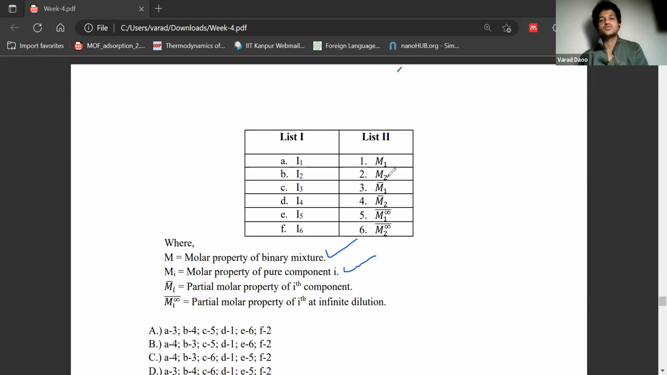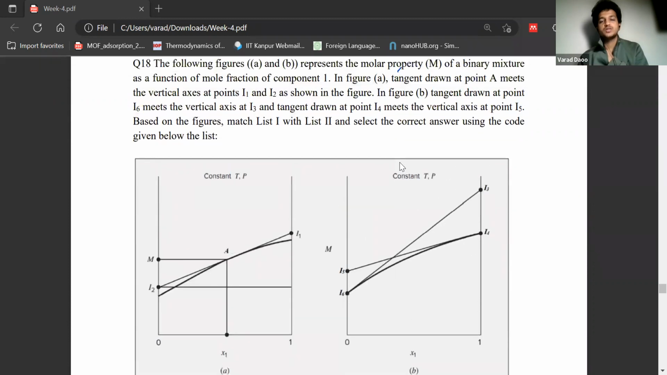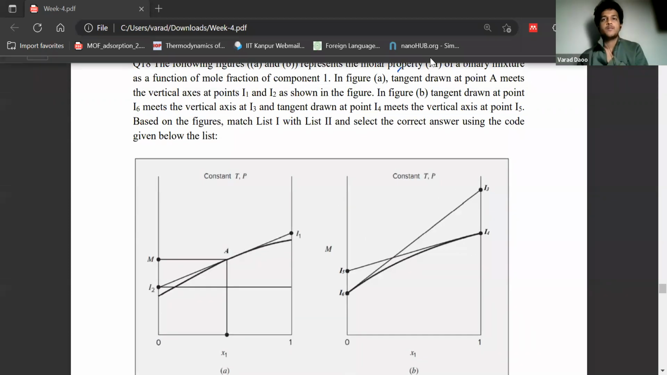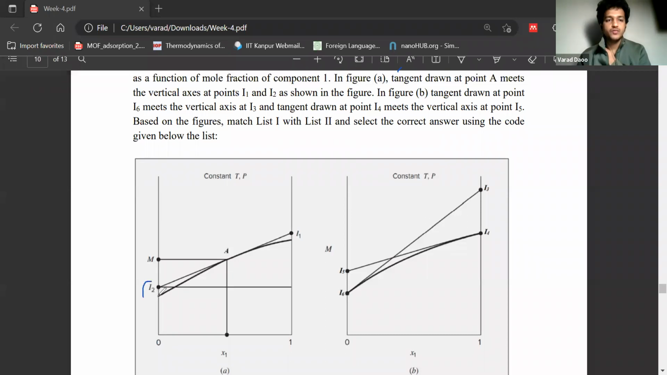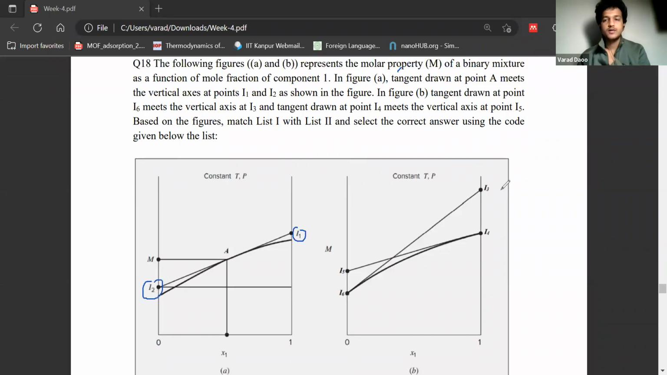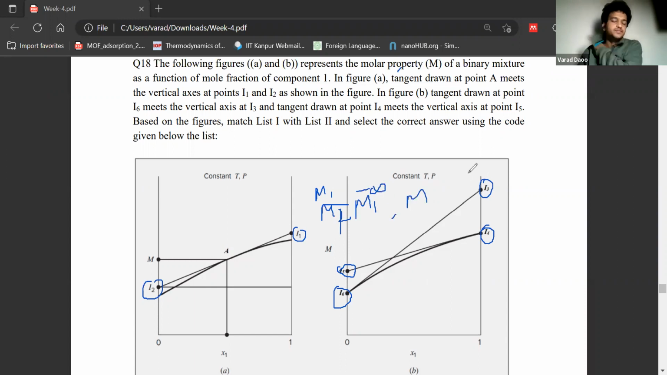I'll give you a couple of minutes to solve it. So I2, I1, I3, I4, I5, and I6. I've highlighted the points. Which of them is M1? Which of them is M1 bar? Which of them is M1 bar infinity? And which of them is whatever else we have mentioned in here?